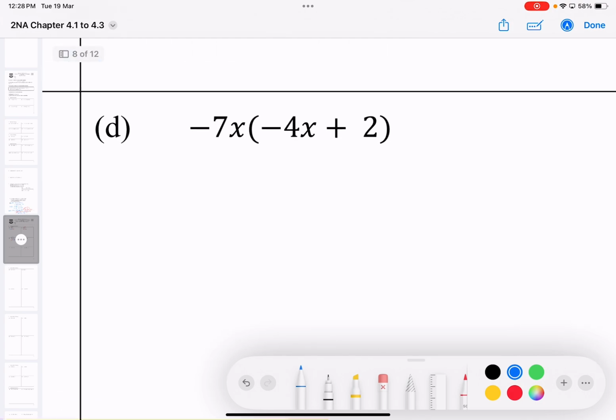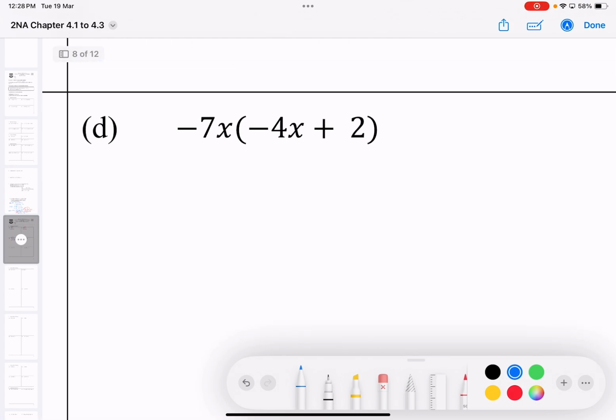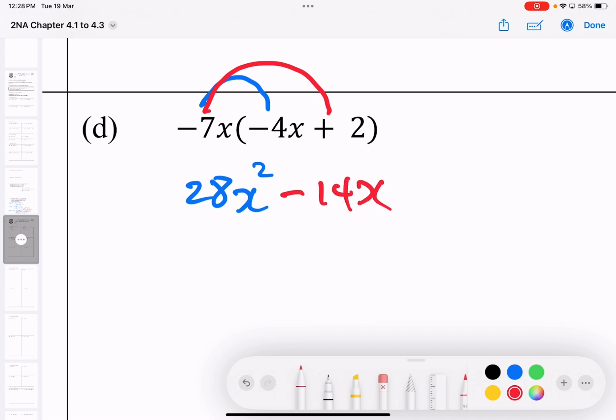Let's look at part D, same thing. The number on the outside is going to multiply the number inside. So negative times negative gives me positive. 7 times 4 gives me 28. X times x gives me x squared. So you do it slowly. Next, 7x times negative 2 gives me negative 14x. So that is how you get this answer over here.